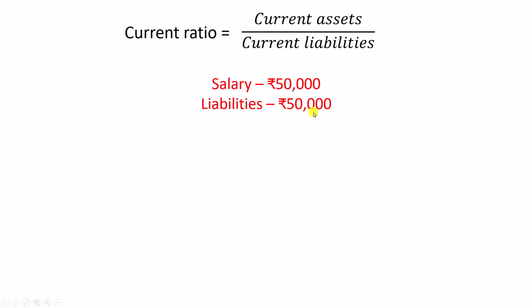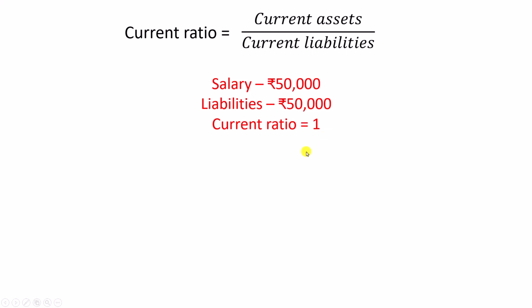Now this is your liabilities, this is your expense, you are spending this much, correct? So this is assets, this is liabilities. So assets divided by liabilities is equal to 1. So current ratio would be 1. Next month on 1st, once again you will get 50,000 rupees and you will have expenses of 50,000 rupees. So current ratio would be once again 1 and so on.